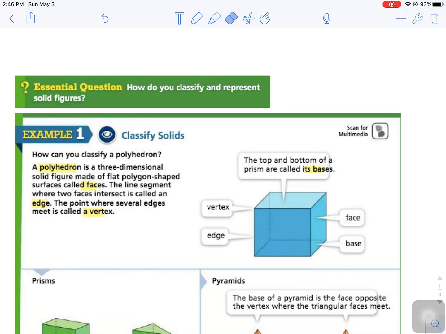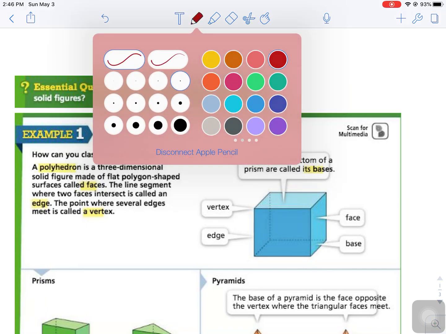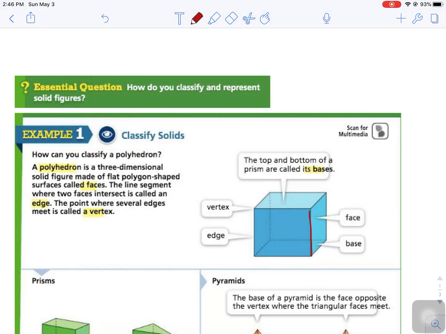Our line segments, sorry, that's kind of pricey. Let me pick a different color. Our line segments we just read are called edges. So these are all edges. I'm not going to draw all of them, but those are all edges. And then where the edges meet are called vertexes. So where all of those edges meet, those are all vertexes. So these are all words that we are going to see when we're talking about polyhedrons.